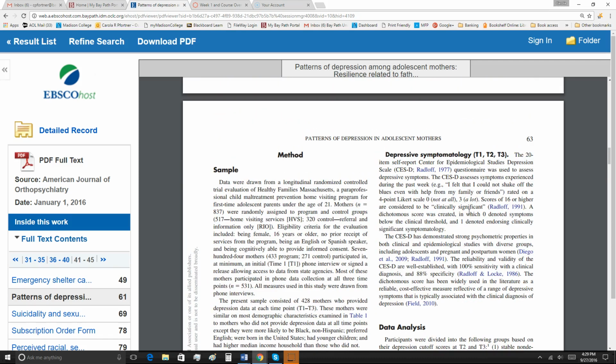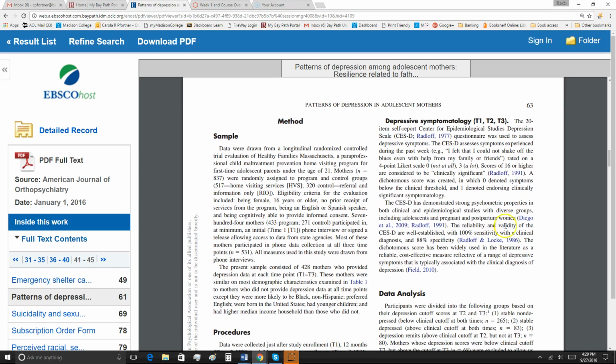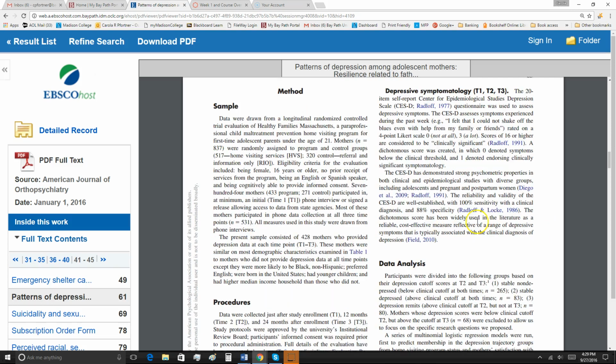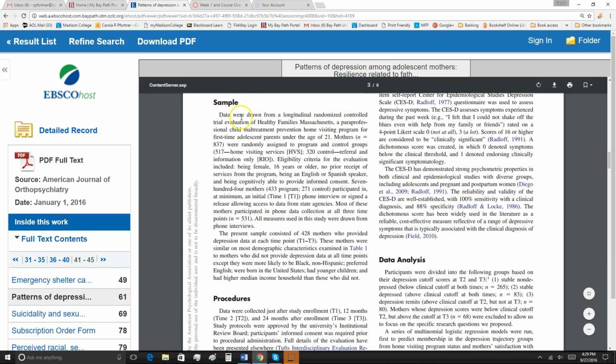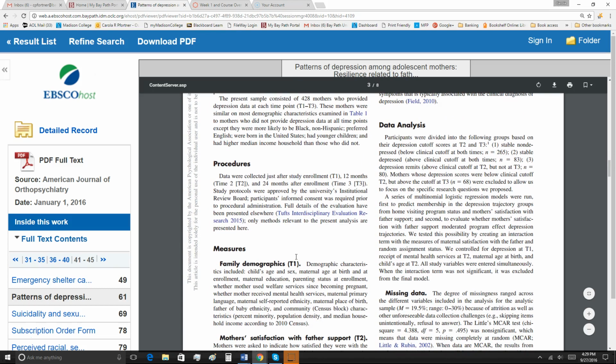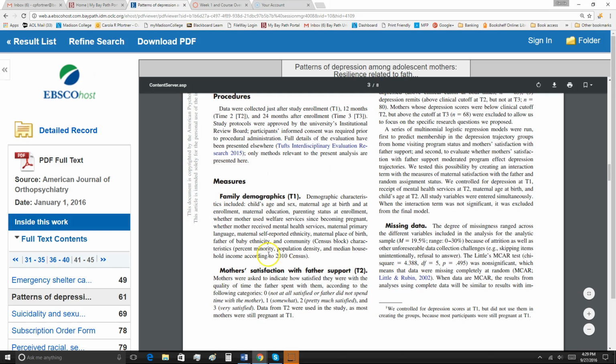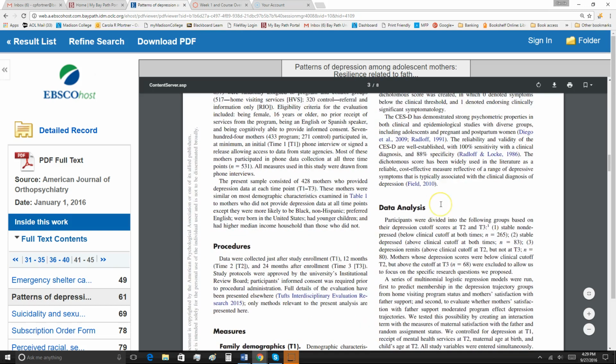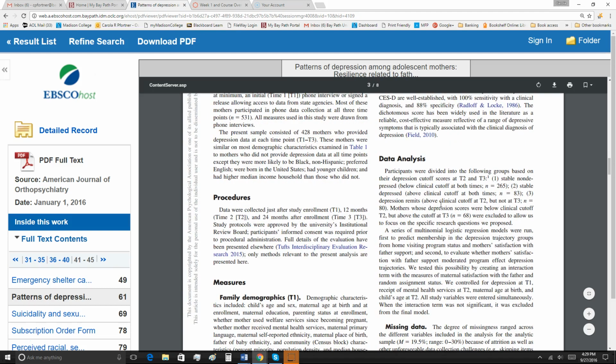Now, if you just write a literature review, you might not actually have to take a look at the methods. But if you are in a research methods class, you might be asked about the methods. So here they tell you about the sample. That means who was in their study, and the procedures that they used, how they went about it. In this case, they collected data at 12 months and 24 months after the enrollment. It tells you how they measured their effects, and then how they analyzed the data.